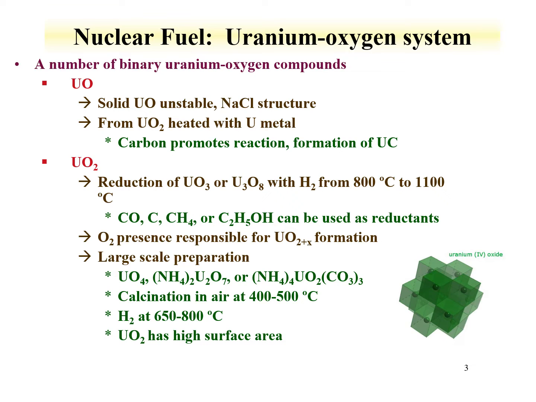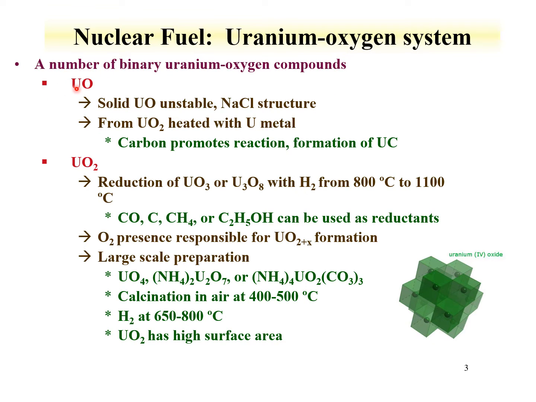In the nuclear fuel cycle, the uranium-oxygen system is of primary importance. This is due to the fact that one, the main fuel is UO₂, and secondly, that the oxides are intermediate species in the formation of other chemical forms of uranium in the fuel cycle. So let's review some of the uranium oxide species that are present.